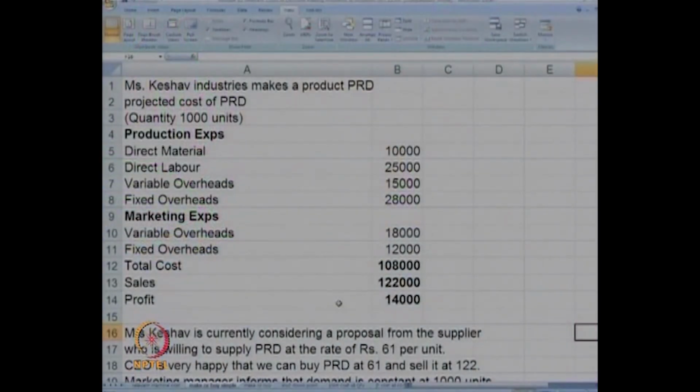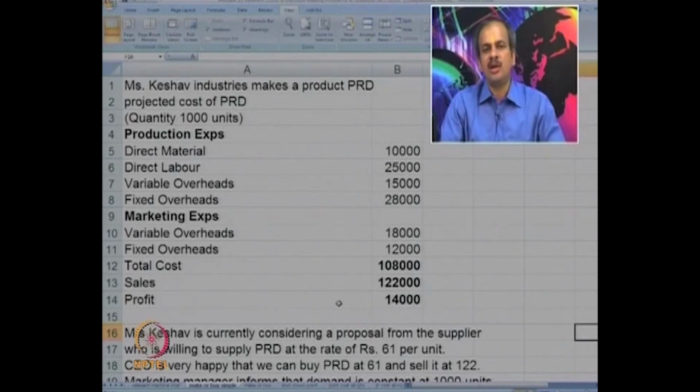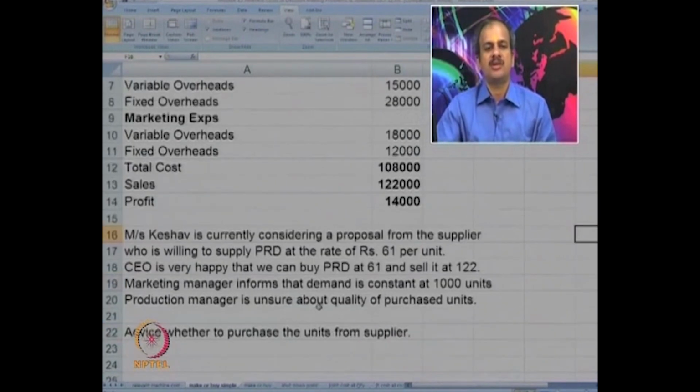Now let us look at the case of Keshav Industries. Here Keshav Industries makes a product PRD. The projected cost for PRD for a quantity of 1000 you can see here. Direct material cost is 10,000, direct labor 25,000, variable overheads 15, fixed overheads 28, marketing costs again variable 18, fixed 12. The total cost is 1,08,000, sales are 1,22,000. So it gives us a profit of 14,000.